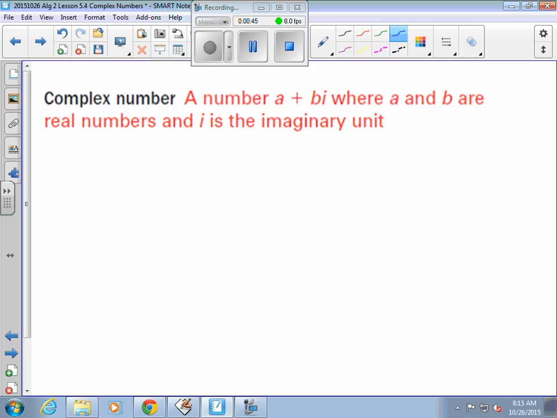A complex number is a number a plus bi, where a and b are real numbers and i is the imaginary unit. This is also the standard form of it, which will come up next. But a plus bi, where this one and this one are real numbers. Just like the square root of -4, i times the square root of 4, this is a real number, the square root of 4, which is 2. This is the imaginary number.